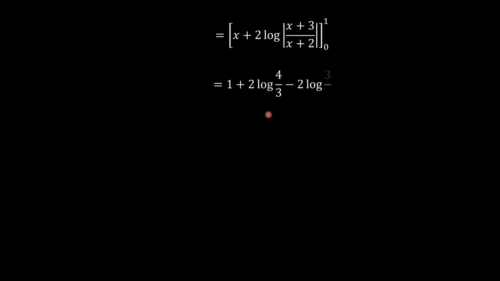Substituting our limits in there yields 1 plus 2 log of initially 4, that's 1 plus 3 over 1 plus 2, which is 4 over 3, minus 2 log of 0 plus 3, which is 3, over 0 plus 2, which is 2.